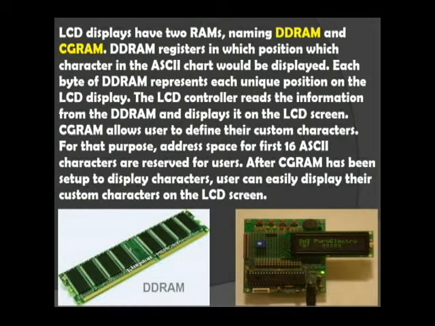LCD displays have 2 RAMs, namely DD-RAM and CG-RAM. DD-RAM registers in which position which character in the ASCII chart would be displayed. Each byte of DD-RAM represents each unique position on the LCD display. The LCD controller reads the information from the DD-RAM and displays it on the LCD screen. CG-RAM allows the user to define their custom characters. For that purpose, the address space of the first 16 ASCII characters is reserved for users.